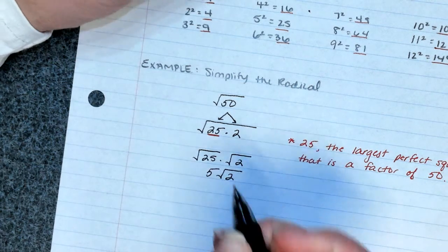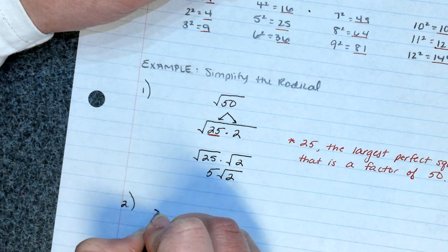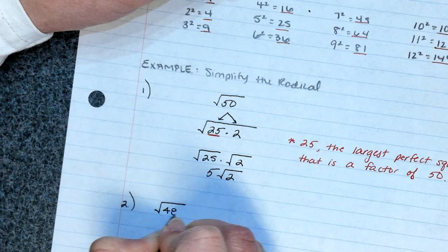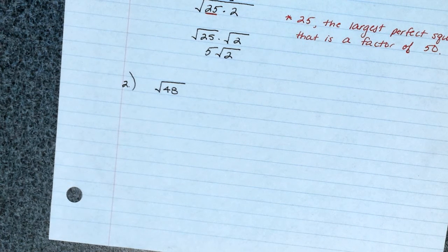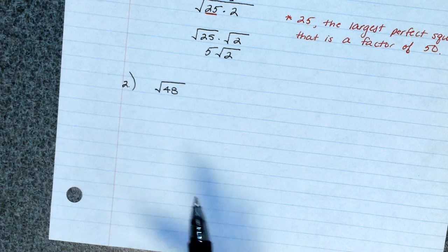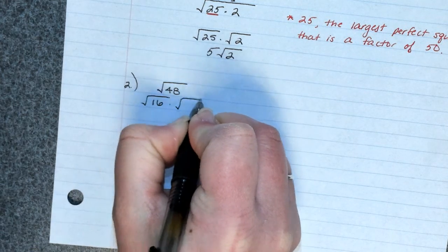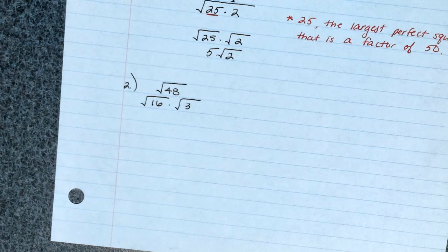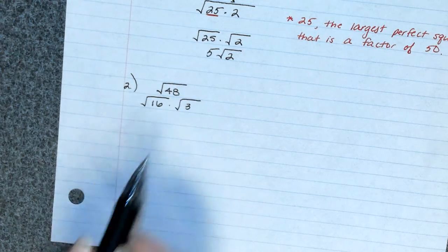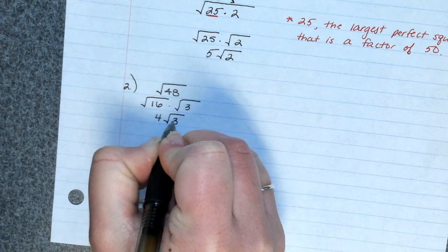All right. So the next one, we're going to try another one. So that was number 1. We'll try another one. Let's try the square root of 48. What's a number from our list that goes into 48? 16. So I can write this as the square root of 16 times the square root of what? 16 times what gets you 48? 3. Are we okay so far? What is the square root of 16? 4. So we now have 4 square roots of 3.